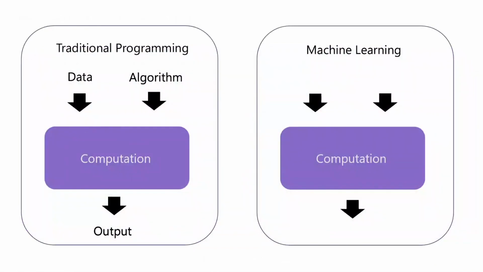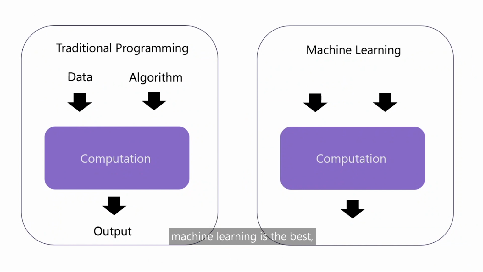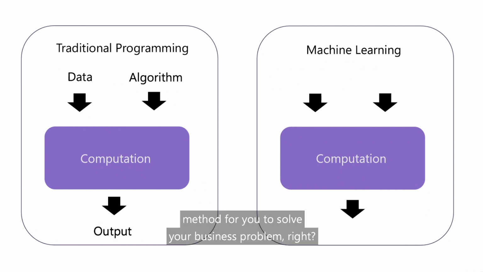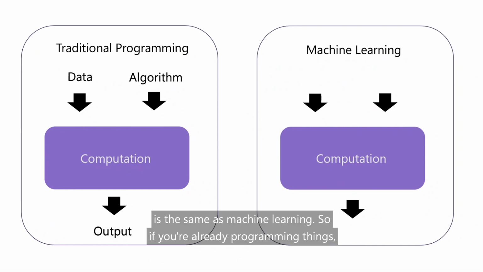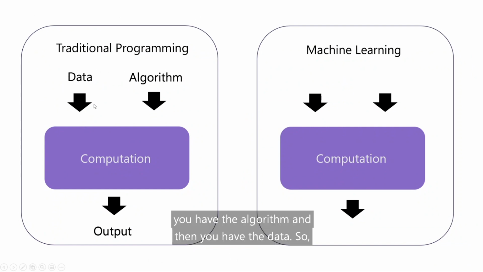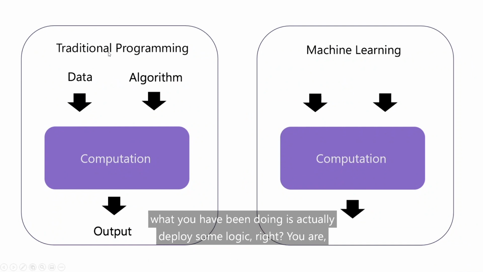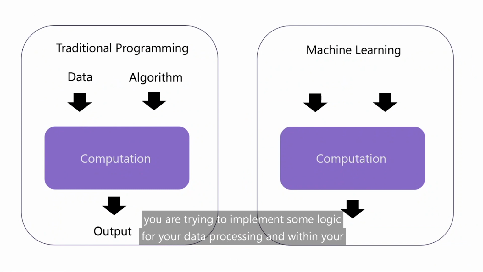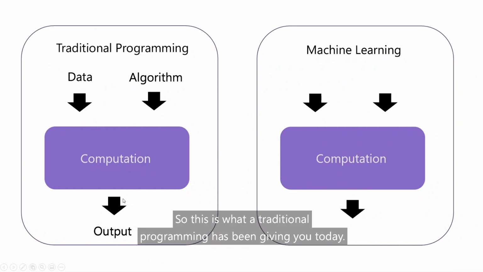And as I mentioned, once you define the problem and you are trying to see whether machine learning is the best method to solve your business problem, we have to take into consideration whether traditional programming is the same as machine learning. If you're already programming things, you have the algorithm and you have the data. In traditional programming, what you have been doing is deploying some logic. You are implementing some logic for your data processing, and from the input of the system and the deployed logic, you have the output. So this is what traditional programming has been giving you today, right?